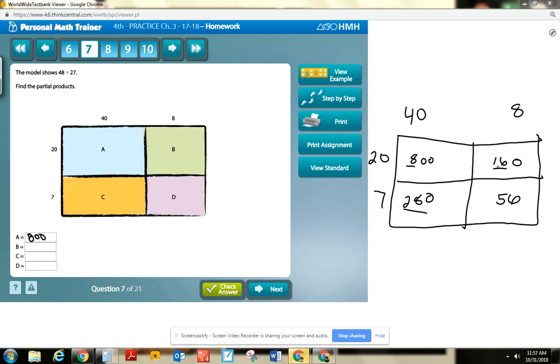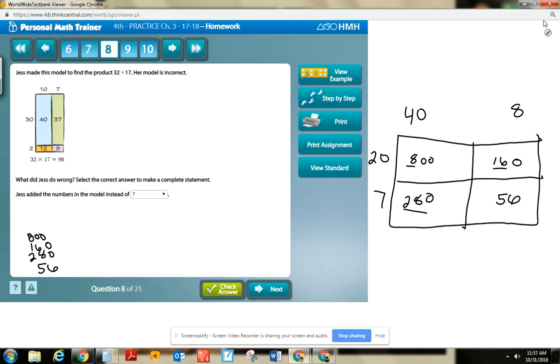B is here, so it's 160. C is right here, 280. And then D is 56. So just really make sure that you're copying how it is on your screen and making sure that you are paying attention that A is A, B is B, and so on. This should be a problem that we do pretty well on.